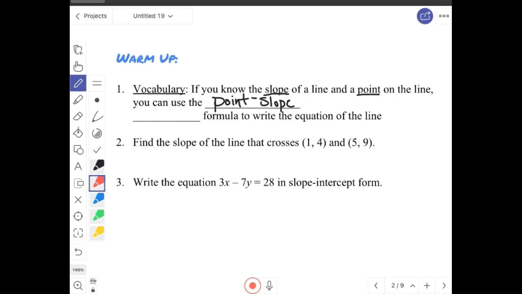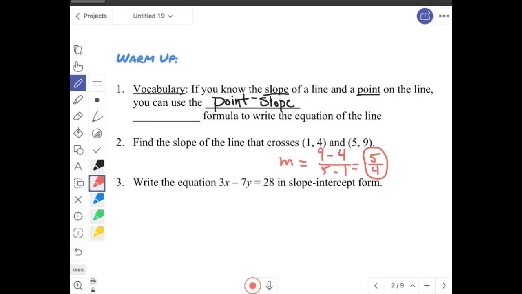Find the slope of the line that crosses (1, 4) and (5, 9). So remember, our slope formula is y2 minus y1 over x2 minus x1. So that's going to give me 5 over 4, and it'll just be 5 over 4.